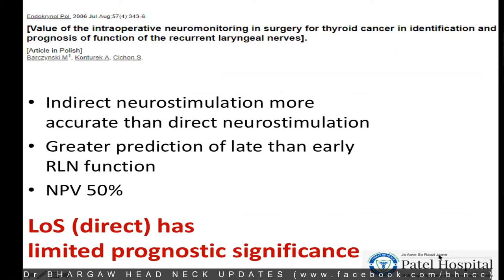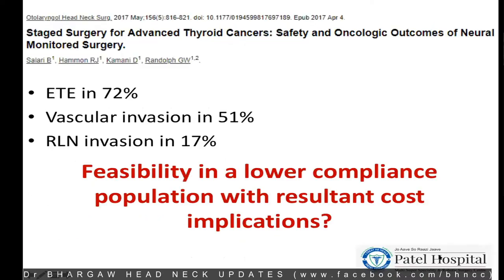So to conclude, loss of signal has limited prognostic significance. The data is conflicting, and staging of surgery is the only potential benefit that we currently think a loss of signal on one side might have in patients that you planned a total thyroidectomy on. However, you have to rely on your own interpretation of literature and evidence to make sure that you're able to extrapolate it if you're using neuromonitoring in your setting.